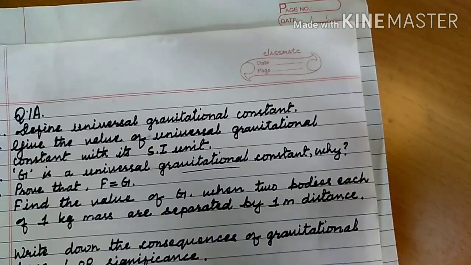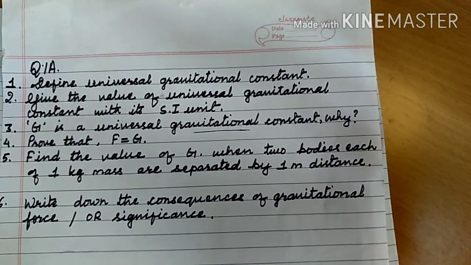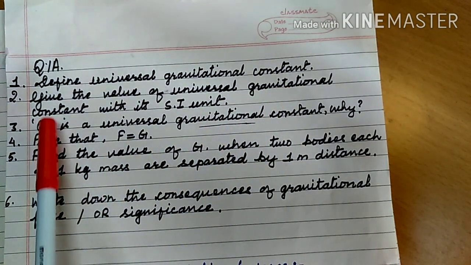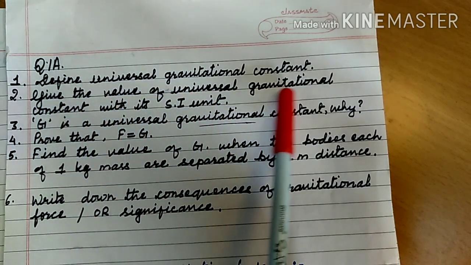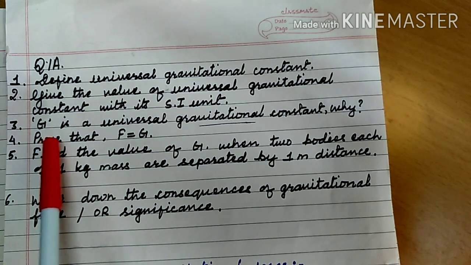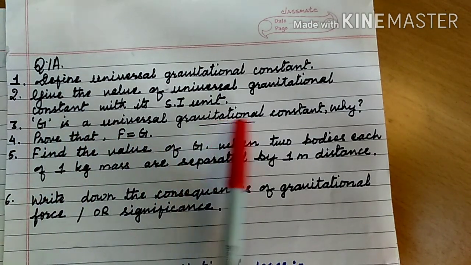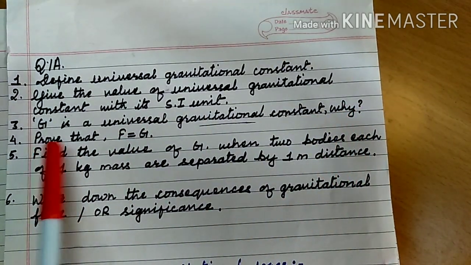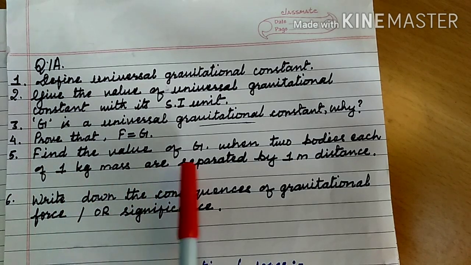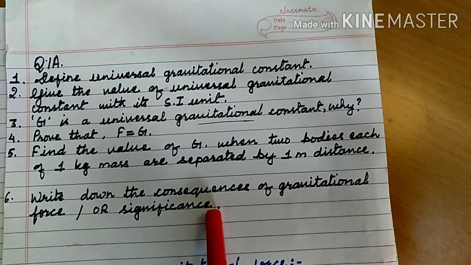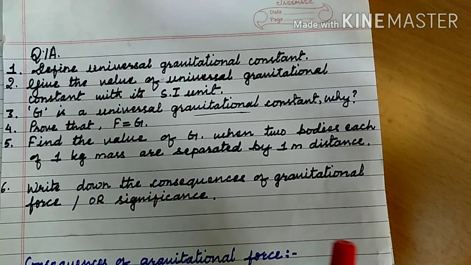Now, relating to this topic, there are these types of questions. Define universal gravitational constant. Number 2, give the value of universal gravitational constant with its SI unit. Now G is a universal constant, why is it a universal constant? Prove that F equals G, or find the value of G when two bodies each of 1 kg mass are separated by 1 meter distance. So these are the questions related to universal gravitational constant.